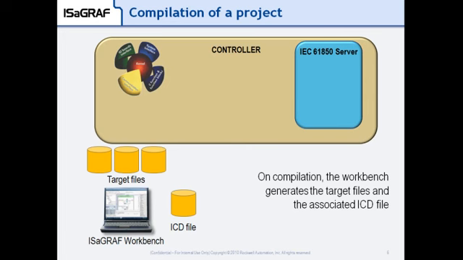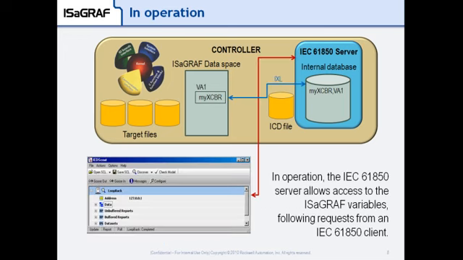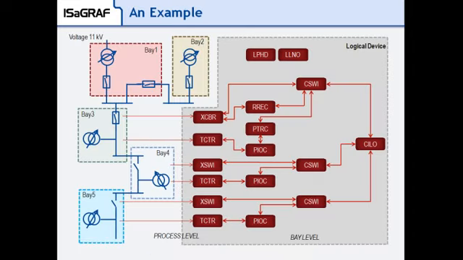In the controller, each part has its own data space. ISaGRAF has its own internal data space, and the server has its own 6.1850 data space. The link between the two data spaces is done by an ISaGRAF client. So, any 6.1850 client can connect to the server, read the ICD file to know what logical nodes have been programmed inside. Let's see now a practical example.